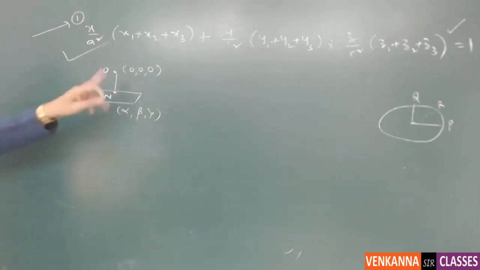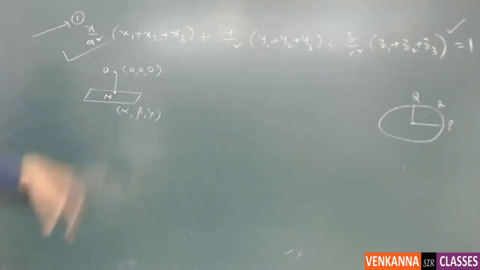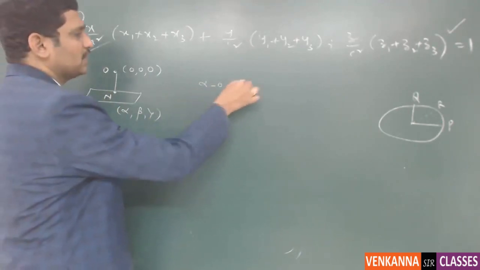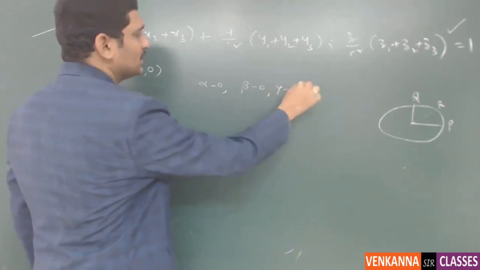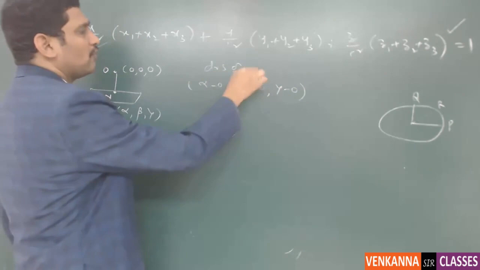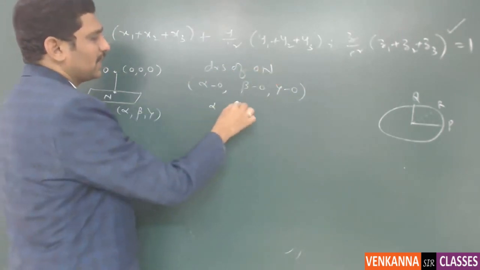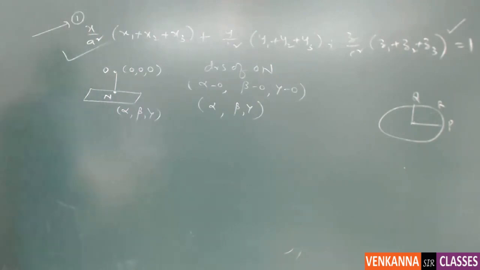Now, the DRs of ON is nothing but alpha minus 0, beta minus 0 and gamma minus 0. The DRs of ON, so nothing but alpha, beta, gamma. Accepted? Yes or no? Whenever 2 points are there, if you want to get the actual DCs, you divide the DRs with the length of the perpendicular ON, the distance between these 2 points. If you divide this, you will get the DCs.